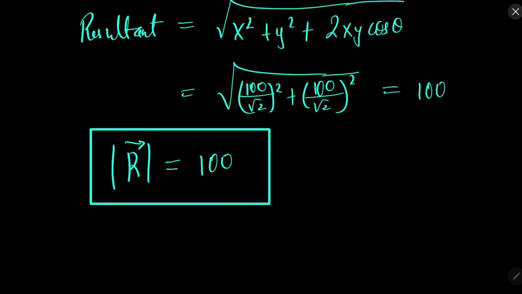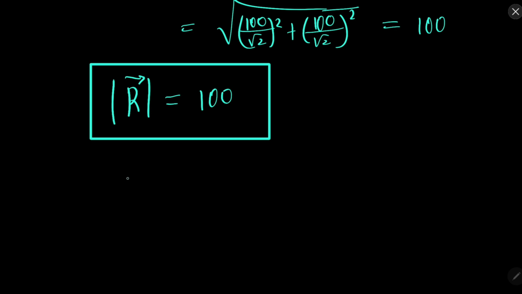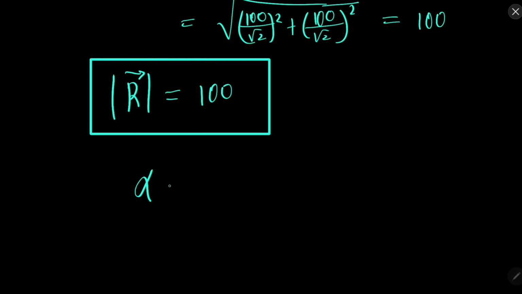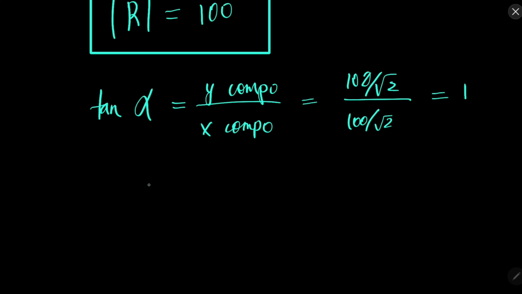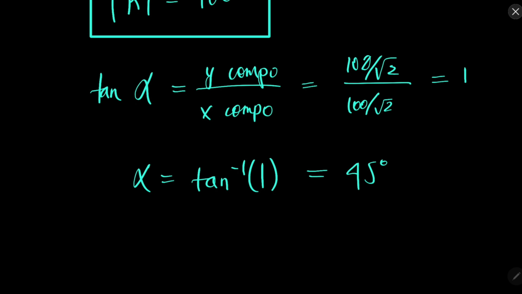Now what about the direction? It is quite simple. The ratio of the y component upon the x component will give our angle. We know that both these components are the same, 100 upon root 2 and 100 upon root 2, which will give us 1. So alpha is equal to tan inverse 1. This will give us 45 degrees.